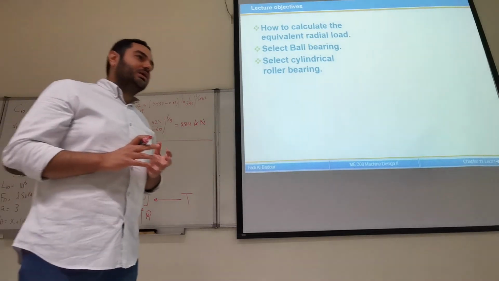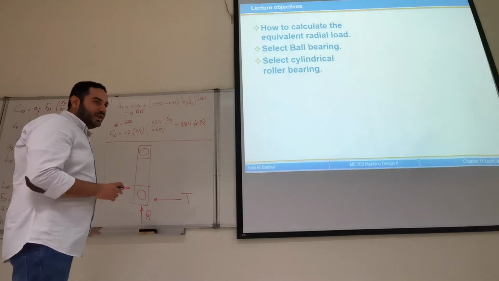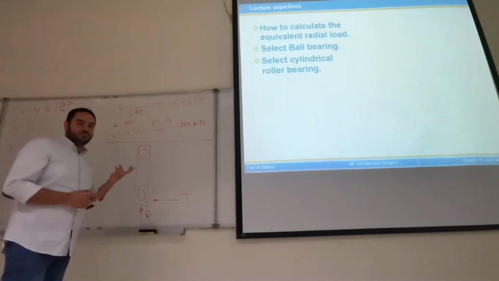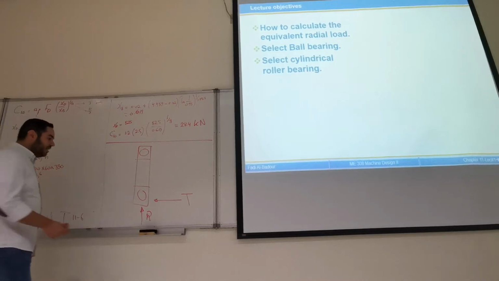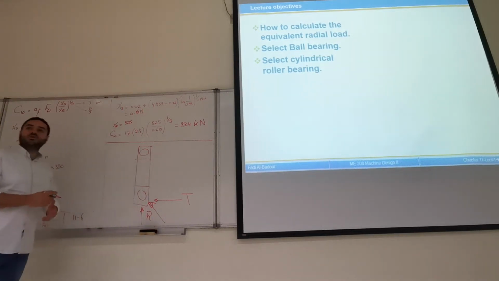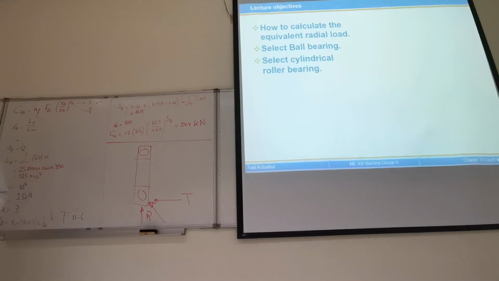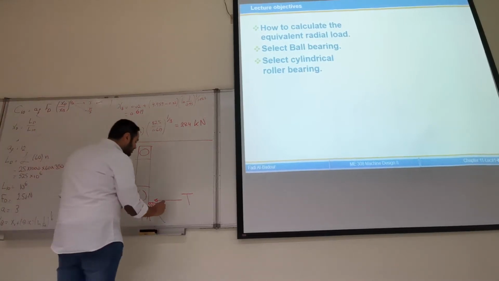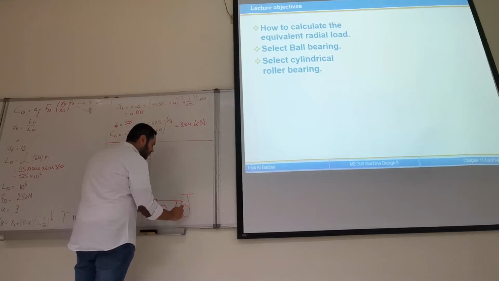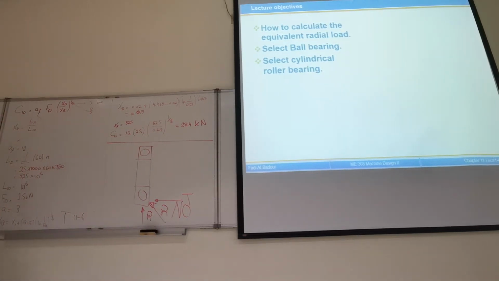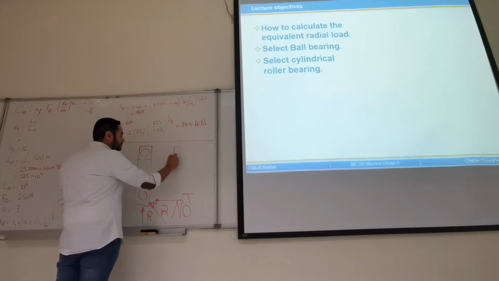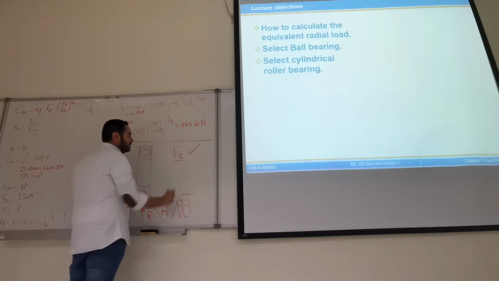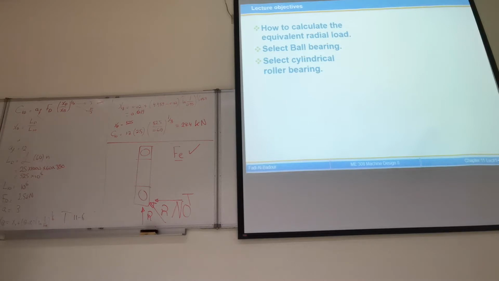How can I select the bearing if I have a combined load? Can I ignore that there's a thrust load? Not possible. Can I find the resultant load and say that this is the load applied? Also no. Big no. So what we have to do is find something called the equivalent load. What do you mean by equivalent load? It's simply a radial load that causes the same damage as when the loads are combined.